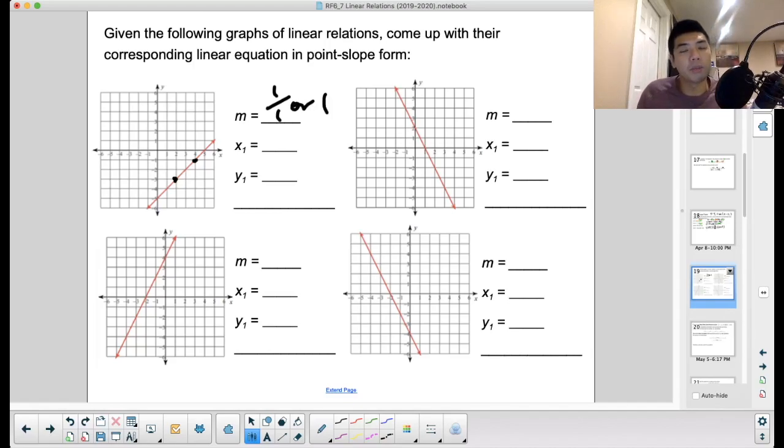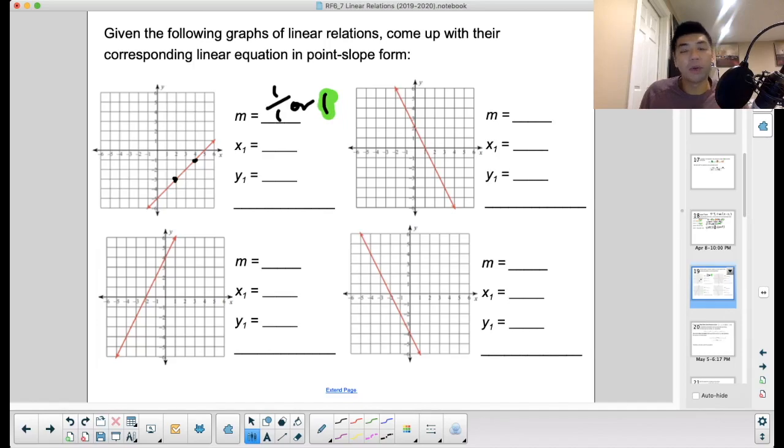Okay, so 1 over 1 means that you're moving 1 up and 1 to the right. So we can write it as 1 over 1 or 1. I'd really prefer for you guys just to recognize that the slope is just 1. But just for the purposes of understanding slope and reviewing it, we know that it's 1 over 1.